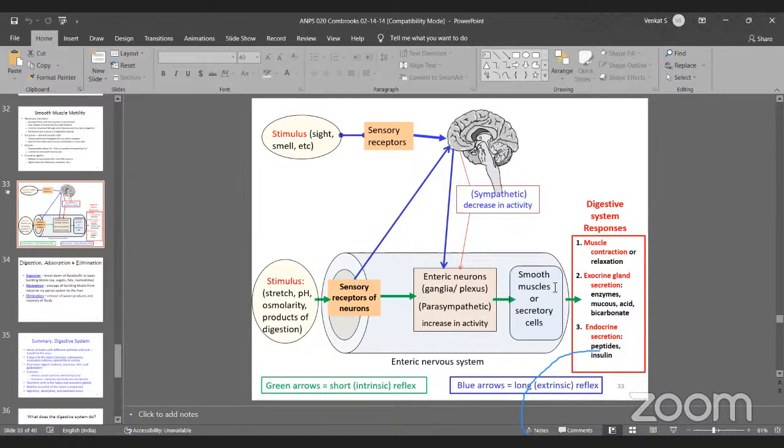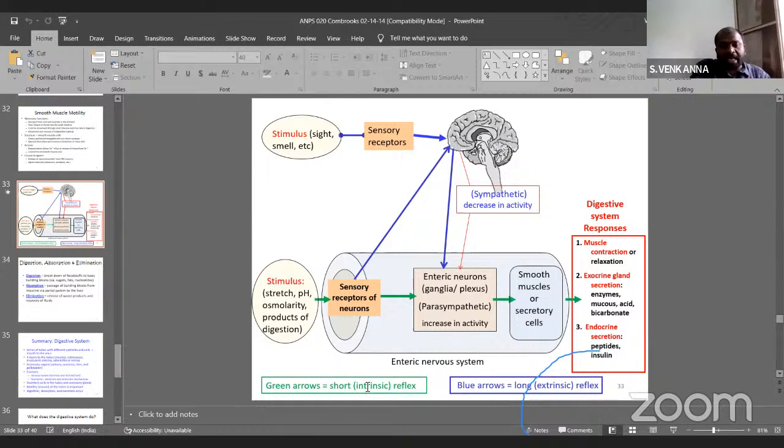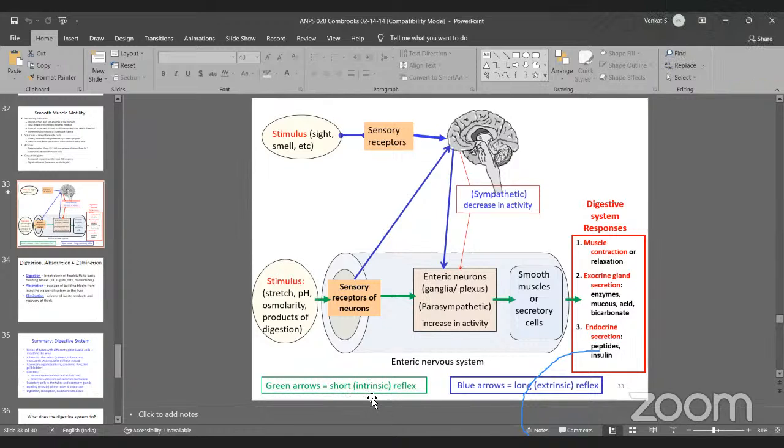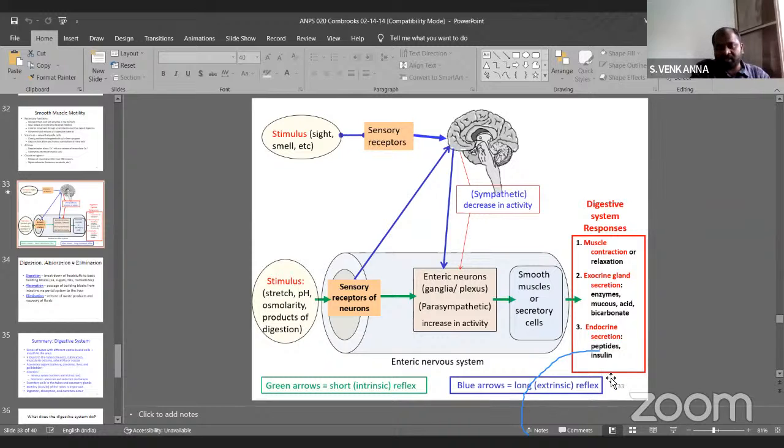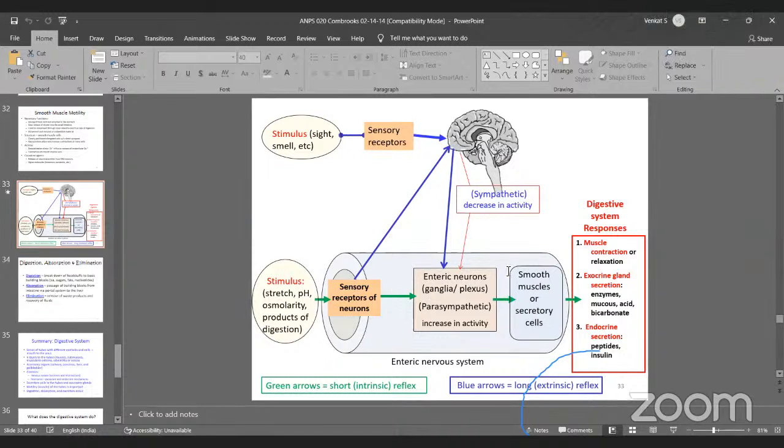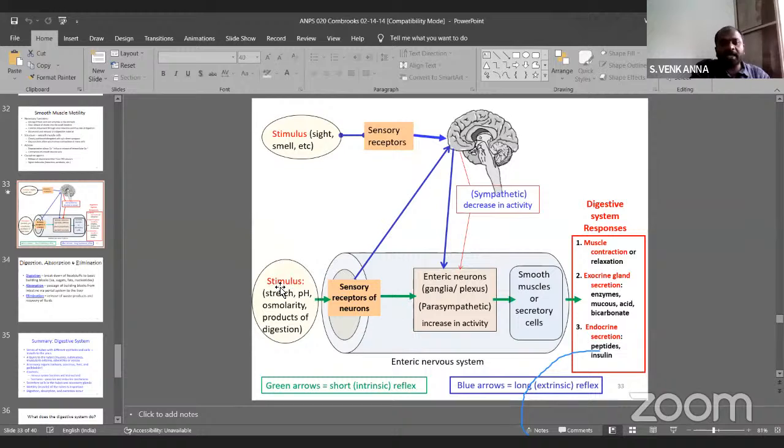Which activity is there? Smooth muscles and secretory cells. So the green arrows are short reflexes, and the blue arrows are long reflexes. So these are the two reflexes, blue and green.